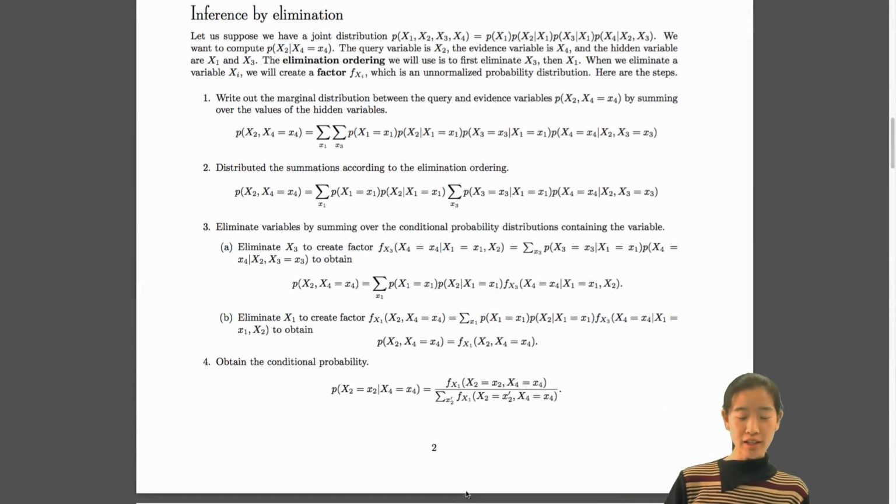Hello everyone, I'm Katie. Today I'm going to be going over the probability and Bayes nets worksheet. So let's jump right into it.